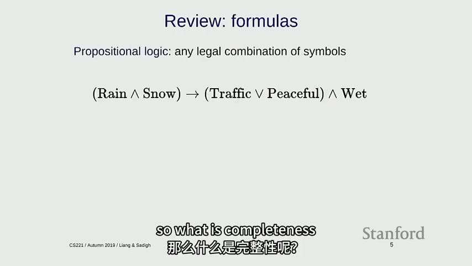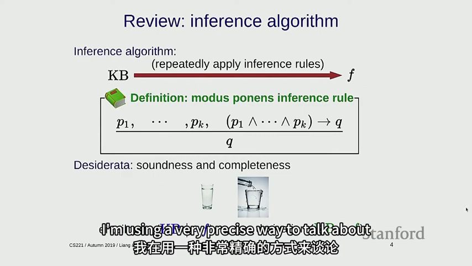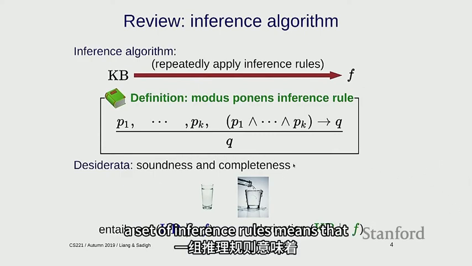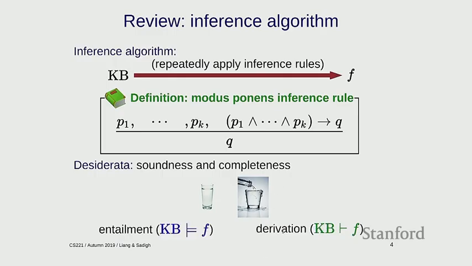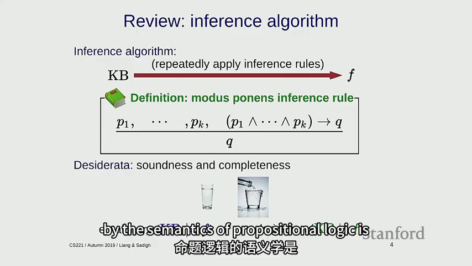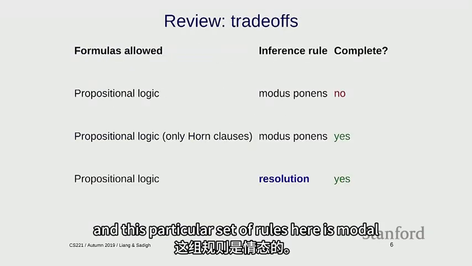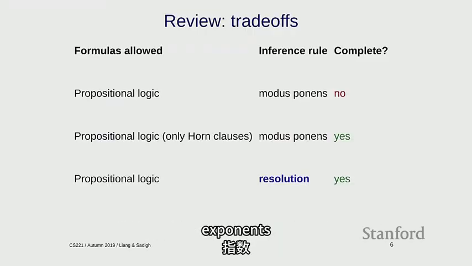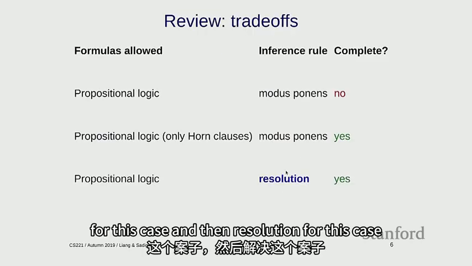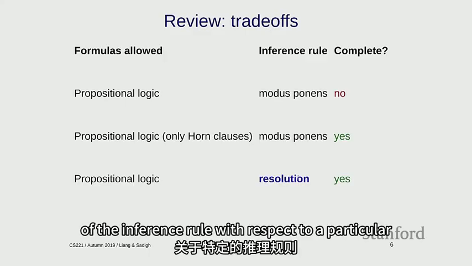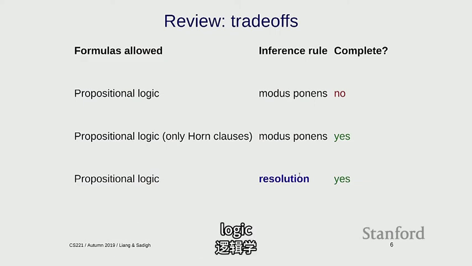So what is completeness? I'm using a very precise way to talk about the completeness of a logical system. For a set of inference rules, it means that anything that is entailed by the semantics of propositional logic is derivable via a set of rules. The particular set of rules here is modus ponens for this case, and then resolution for this case. So completeness is really a property of resolution, the inference rule, with respect to a particular logic.